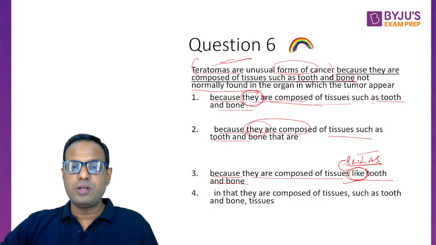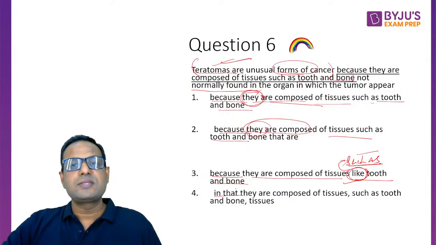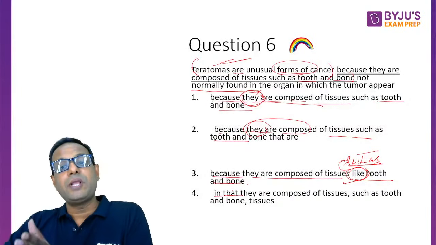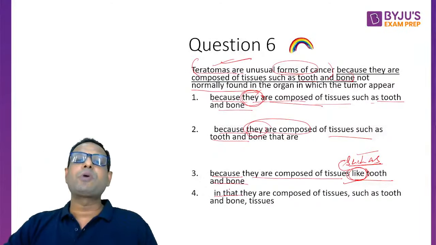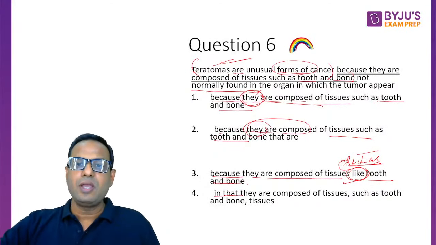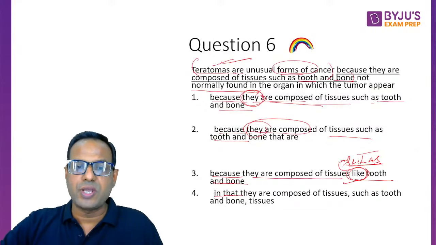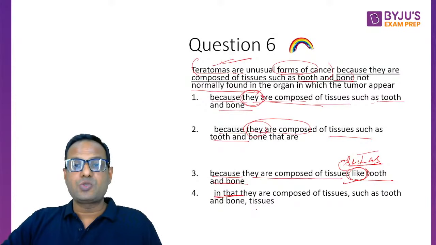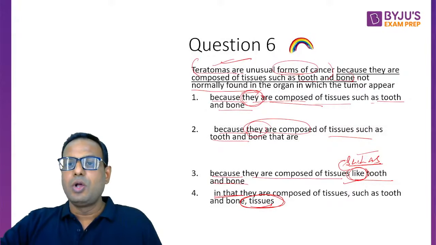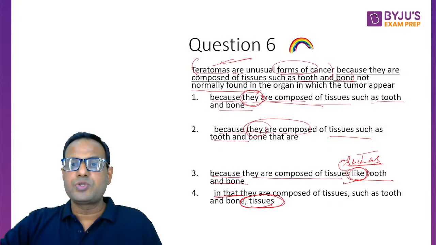Look at the 4th one. In that they are composed. अब in that का मतलब क्या है? Sometimes because can be replaced by in that. It is an idiom that can substitute because. Okay, in place of because we can always use in that, and it is possible. All right, but look at the last word, tissues. Okay, because they are composed of tissues such as tooth and bones.